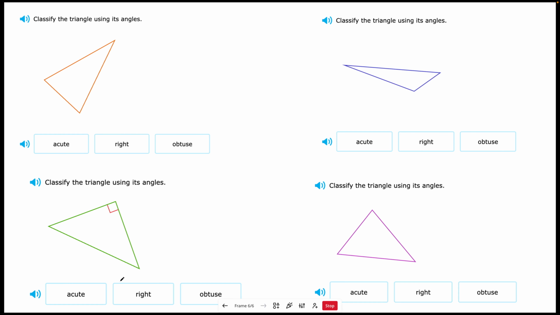Okay, now you've had time to work these problems, let's check your solutions. For the top left one, you should have said that that was an acute triangle. For the top right, that is an obtuse triangle. For the bottom left, that is a right triangle. And for the bottom right, that is also an acute triangle.